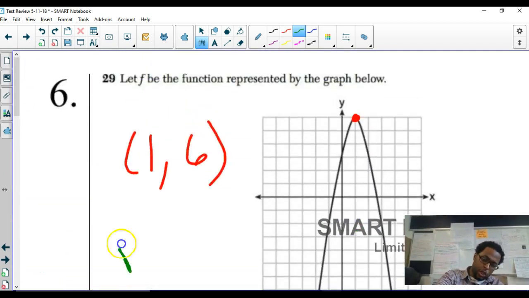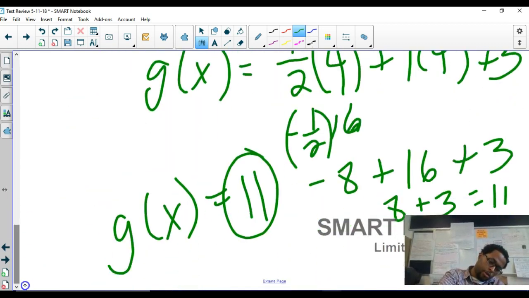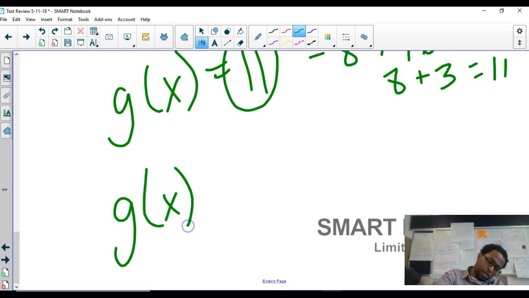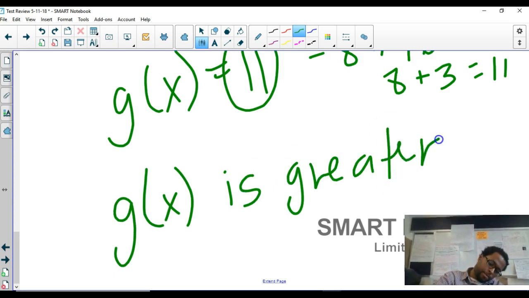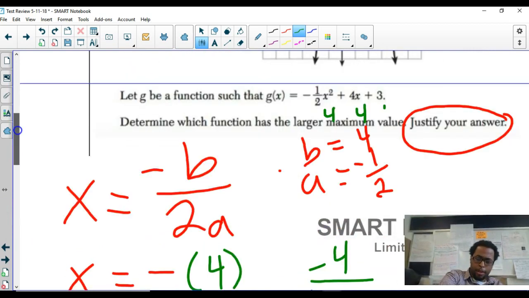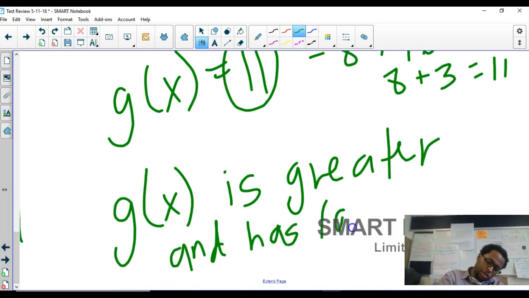In this equation, f of x was 6. So which one is greater? One is 6, one is 11. I know my 11 is greater, so g of x is greater. And just to be clear what it says, the question asks you which one has the largest maximum value.